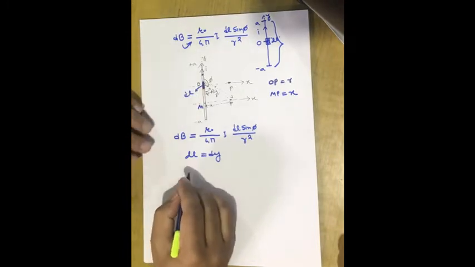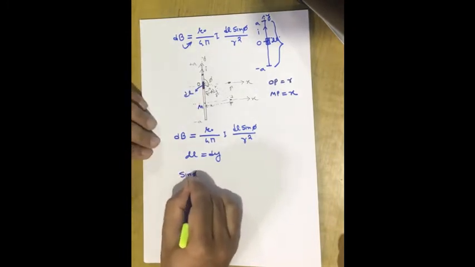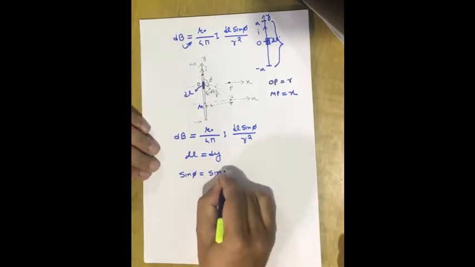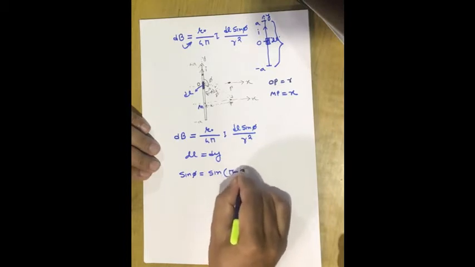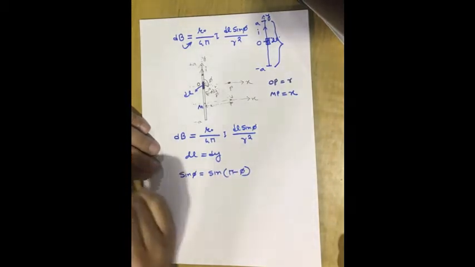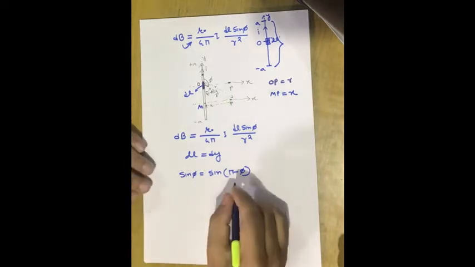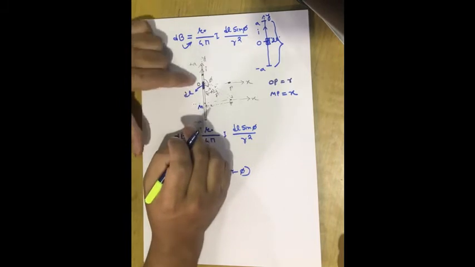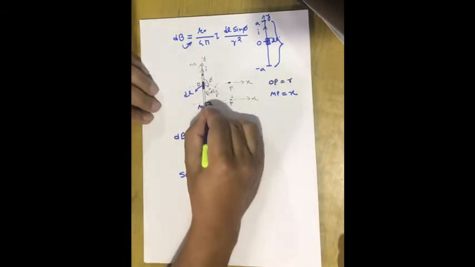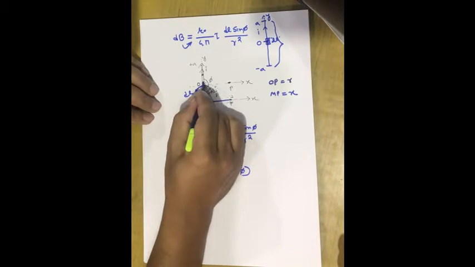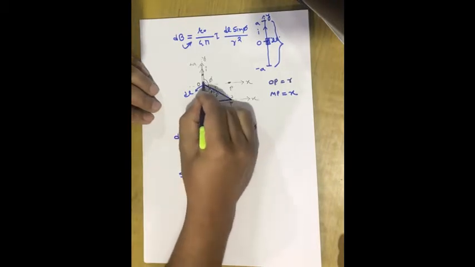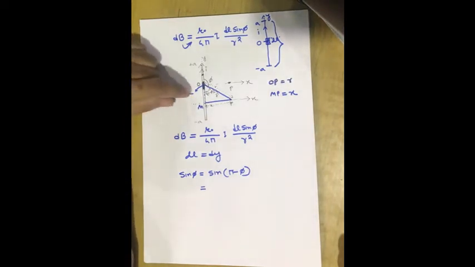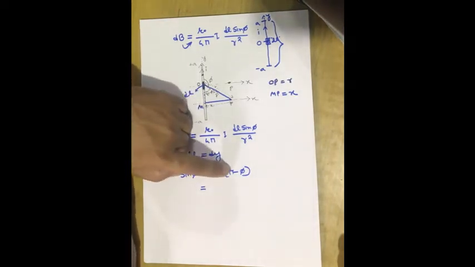From the figure we can write sine phi is equal to sine of pi minus phi. Now look at the triangle O, P and M. From this triangle we can determine the value of sine of pi minus phi.